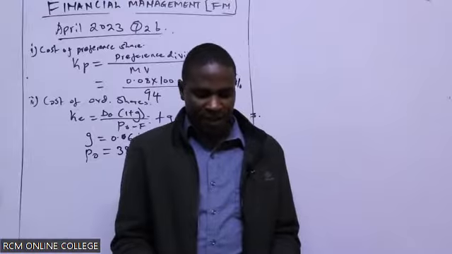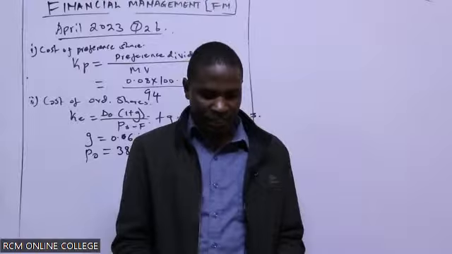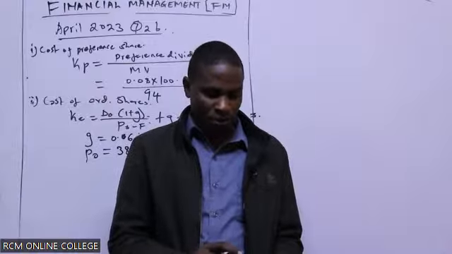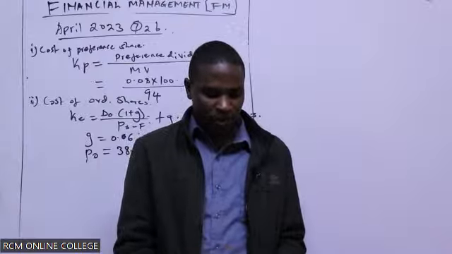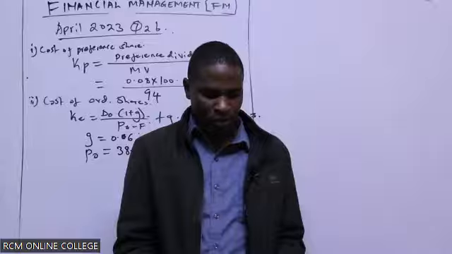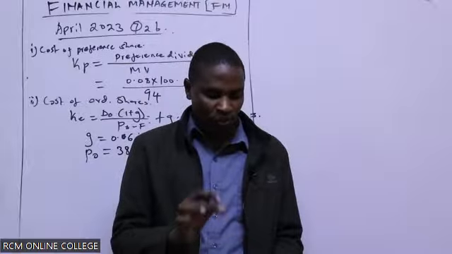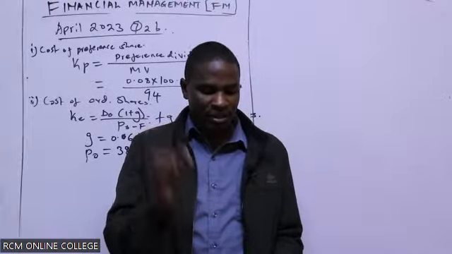I've been given dividend per share. The examiner amenipatia dividend. Na dividend yenye nimepewa hapa ni 3 million. How do I get dividend per share, by the way? Having been given total dividend of 3 million.